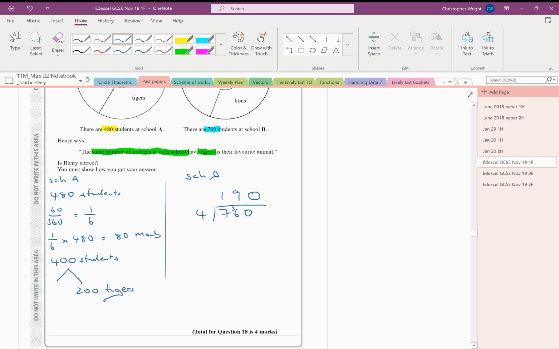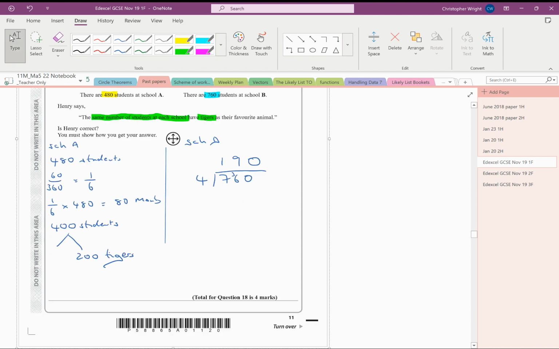So I've got 200 people in School A and 190 students in School B. Henry says the same number of students at each school have tigers as their favourite animal. Is he correct? No, he is not correct.